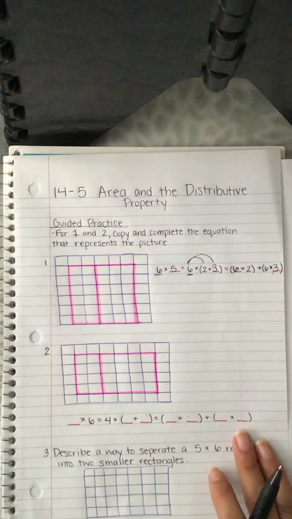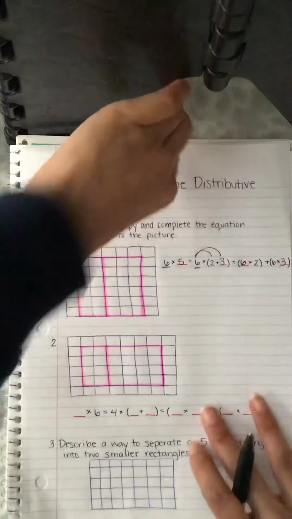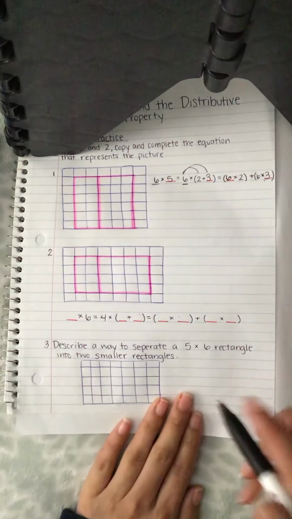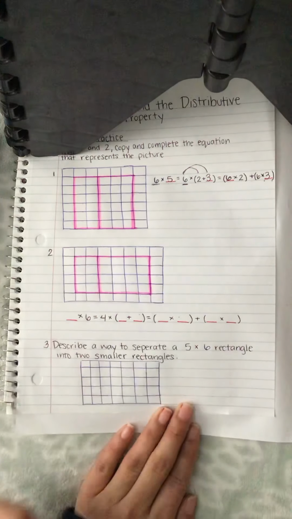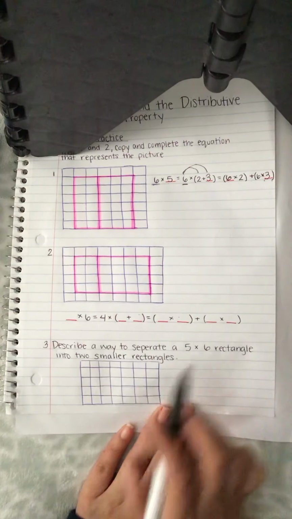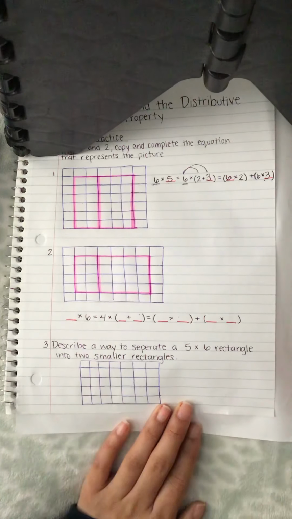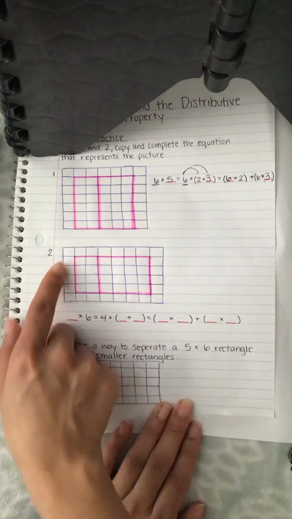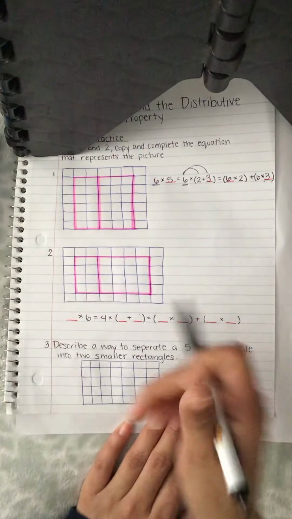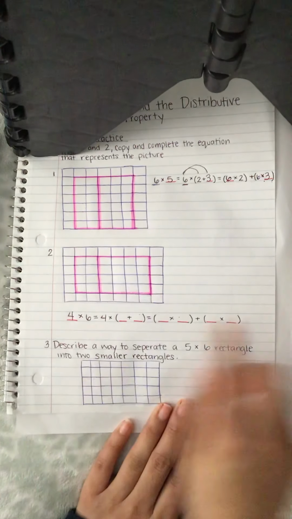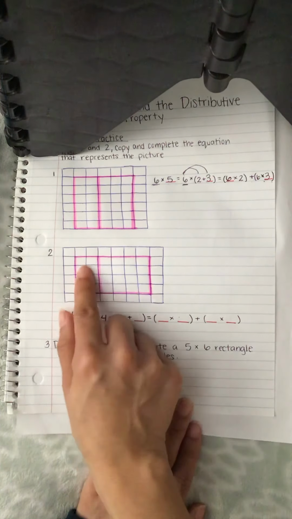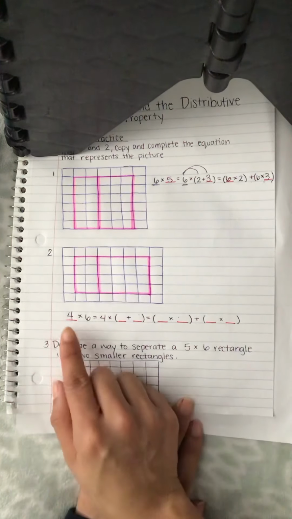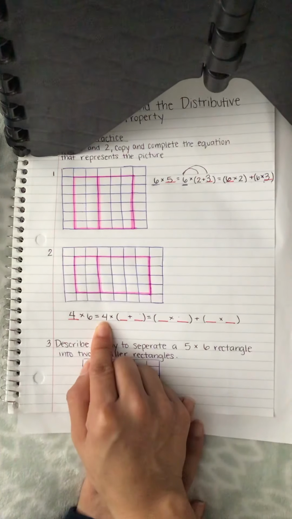Okay, now let's try number 2. For number 2, we're doing the same thing. Let's fix this here. We have this whole rectangle here. Now we have to figure out our missing numbers. So we know that our first missing number we have to count down, right? Just like we did up here. So 1, 2, 3, 4. Our first missing number is 4. Now we can check to see that this number is right. We count this way. 1, 2, 3, 4, 5, 6. Good, that's correct. So 4 times 6 equals 4.